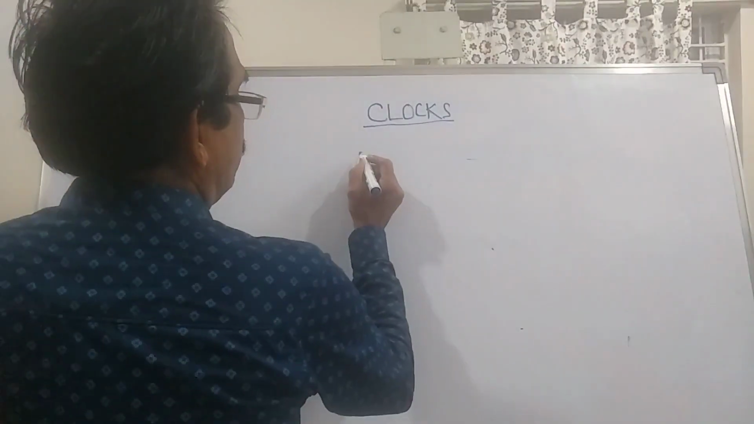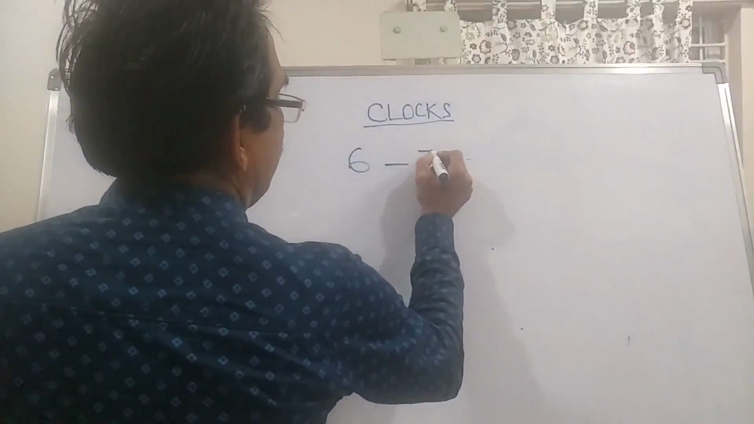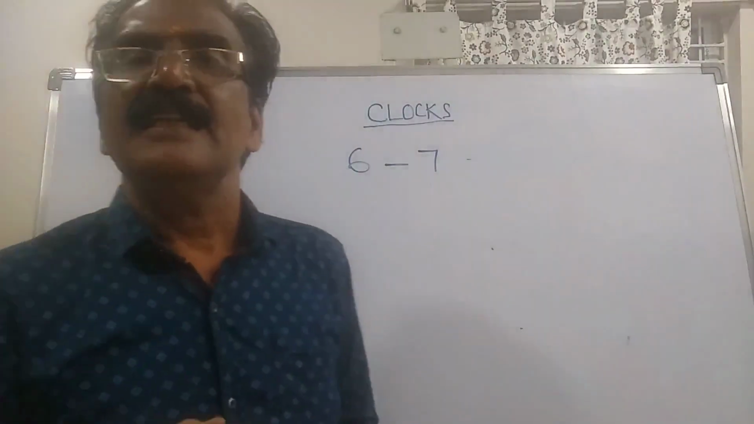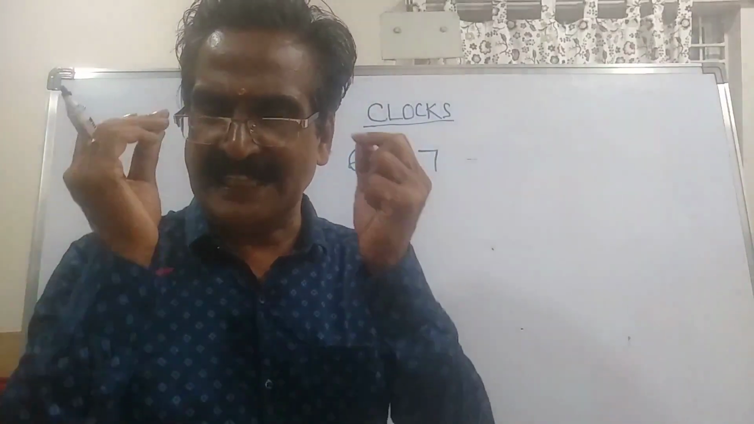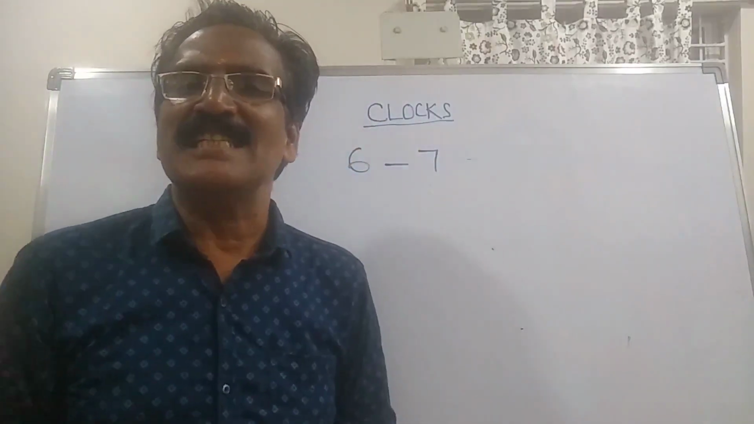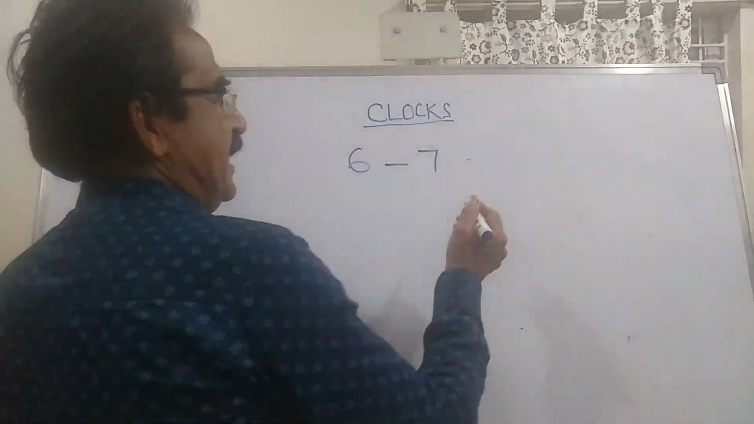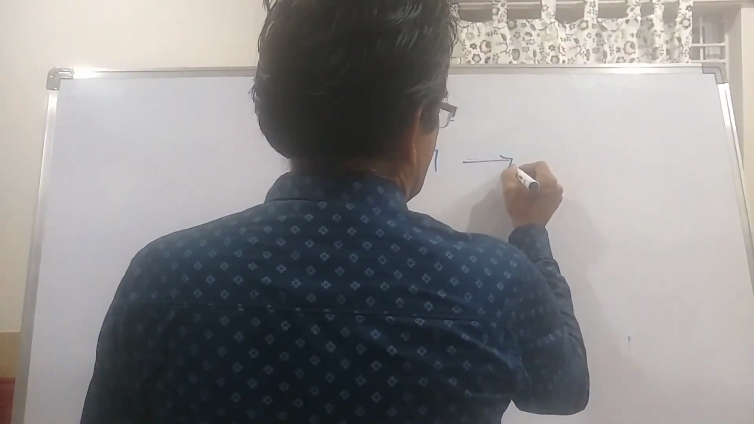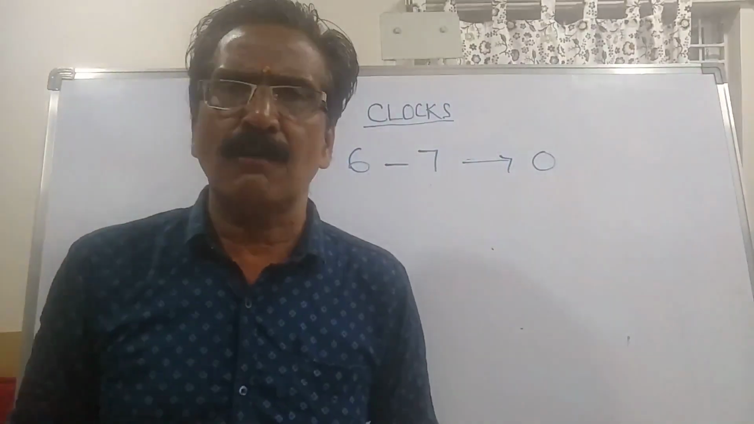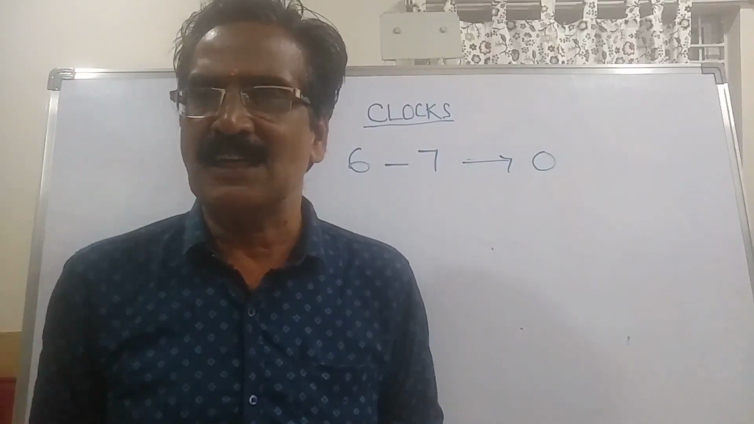At what time between 6 and 7 are the hands coincident? Hands are coincident means the angle between the hands is 0 degrees. Coincident means the position of the hands at 12 o'clock. At 12 o'clock the hands are coincident.